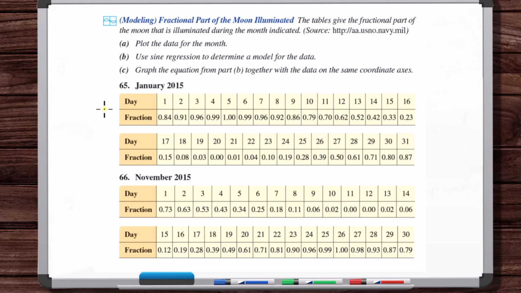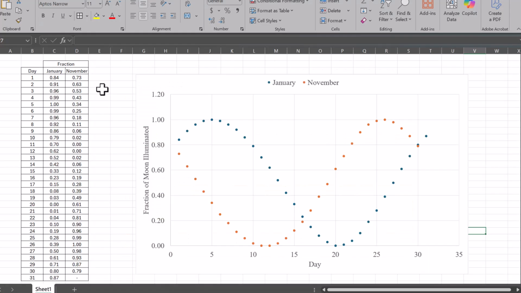So the first thing we want to do is put this data into Excel and plot it on a scatter plot. Here's all the data, and here's a scatter plot of that data with the day of the month on the horizontal axis and the fraction of the moon illuminated on the vertical axis.